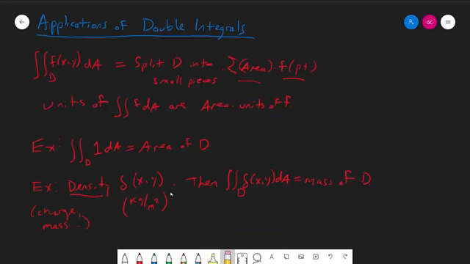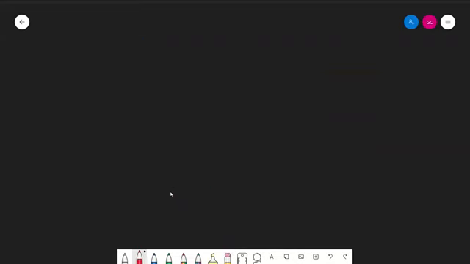Okay, what are some other examples? Well, one very general example is to find the average value of a two-variable function on some region D. Now, of course, if you want the average value of a function on just a finite number of inputs, you just find all of the outputs and then average them in the usual way. But in this case, we have to do something a little bit different because D has infinitely many inputs.